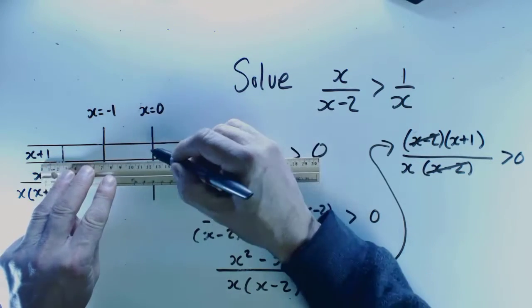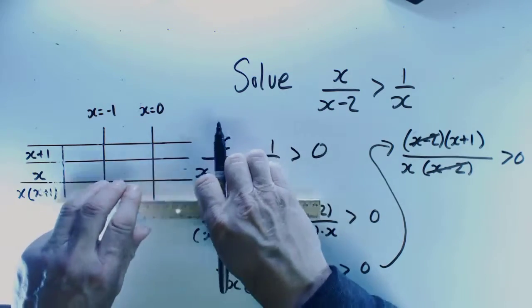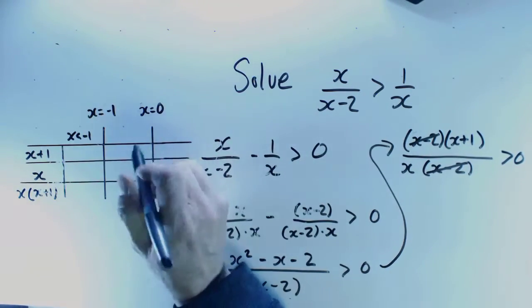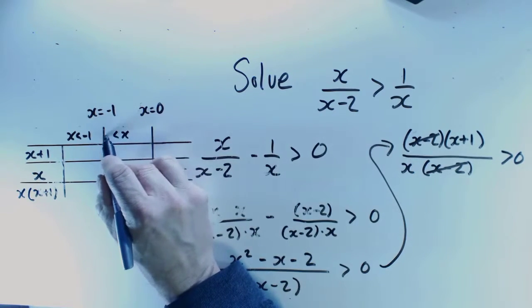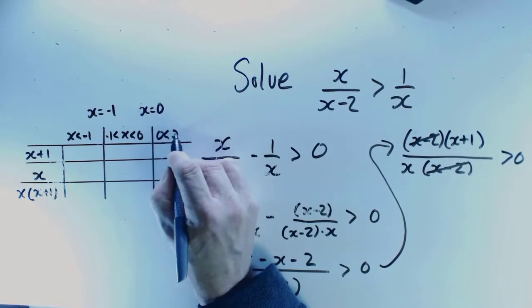We have zeros when x is negative 1. We have another one when x is 0. And so this is the interval when x is less than negative 1. In other words, it runs off to negative infinity. This is when x is between negative 1 and 0. And this is when x is greater than 0.